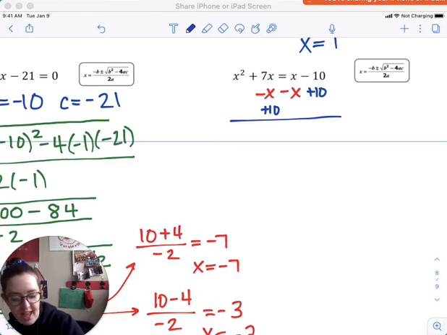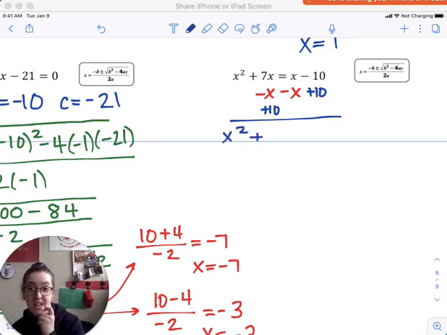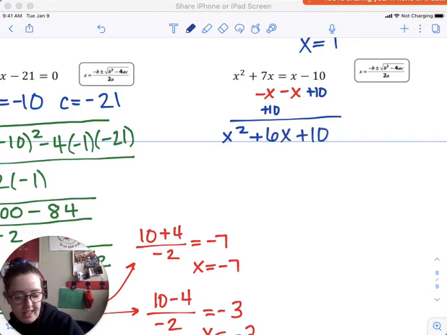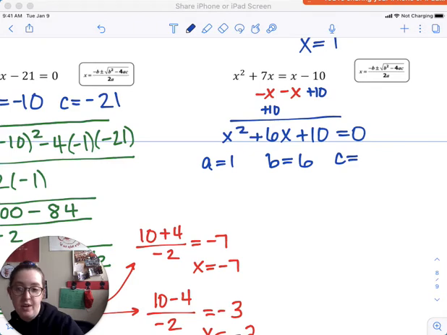Over on that left, we'll have x squared plus 7x minus 1x is 6x, and then plus 10 equals 0. We'll figure out what a, b, and c are. A is the number in front of x squared, so that's 1. B is the number in front of x, so that's 6. C is the number that doesn't have an x with it, so that's 10.